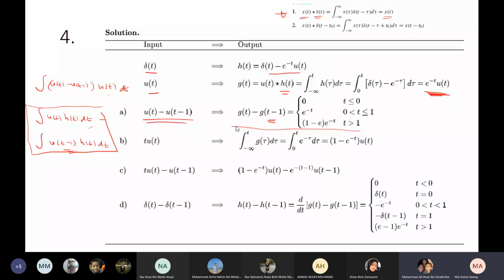Basically you need to know the integration. And also you need to know the property. If you have delayed this, the answer is also delayed by minus 1. If we delay, it has minus 1, and the result is also delayed by minus 1. Alright. So you see this, if the input is delayed, the output is also delayed.